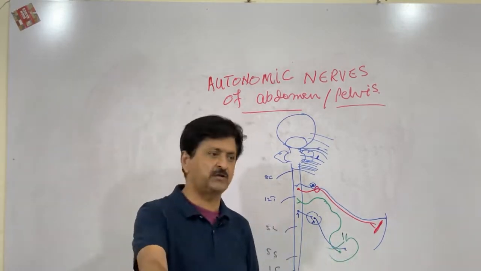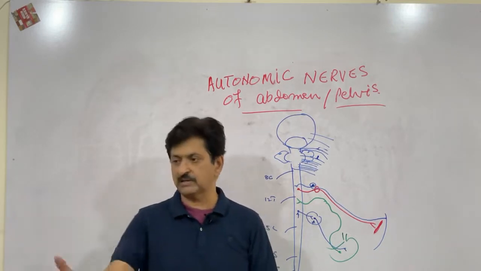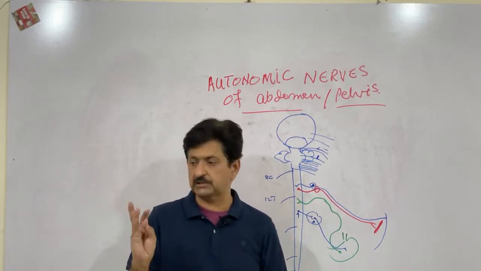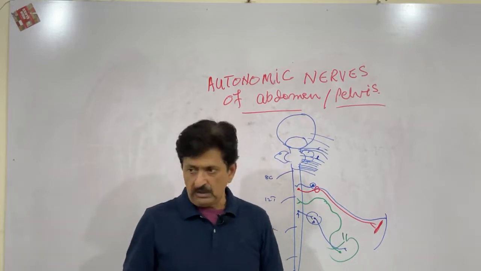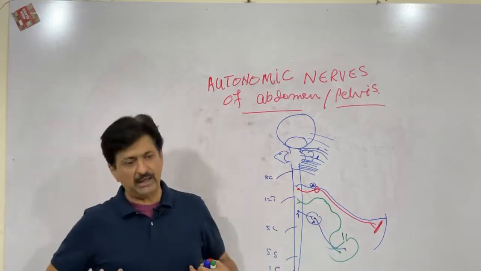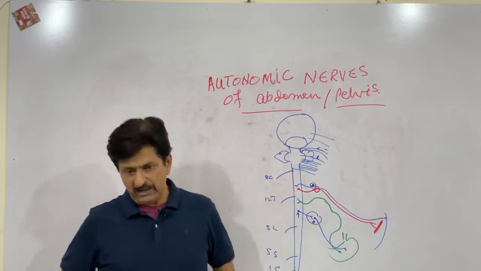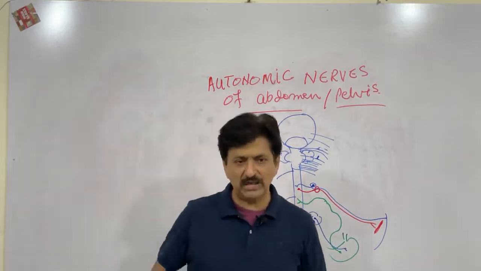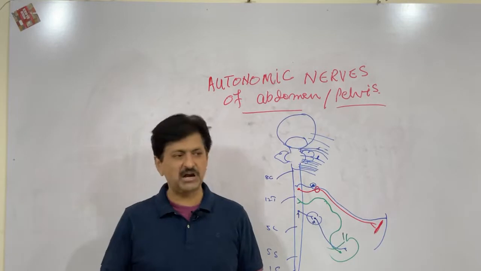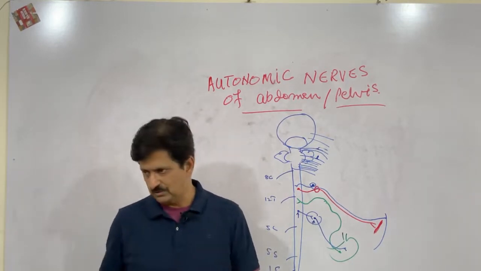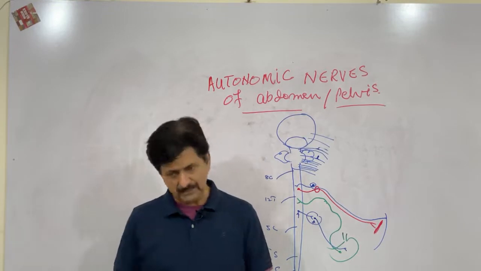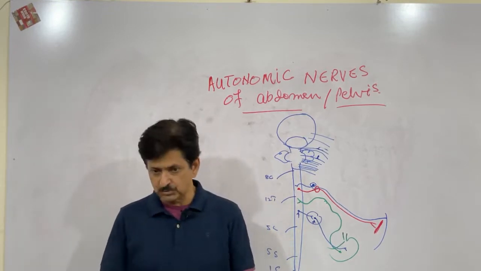Here lies your effector organ. Effector organ means smooth muscle, cardiac muscle, or exocrine glands. Here, in the abdomen and the pelvis, you don't have the heart, so the cardiac muscle is not here. So two things you are focusing on: the smooth muscle and the glands.